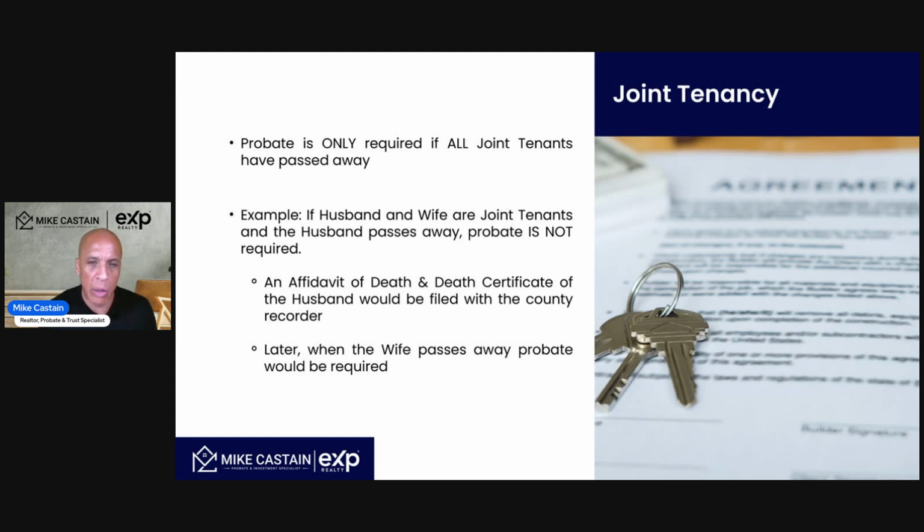So let's say there's a husband and wife who are joint tenants, and the husband passes away. Upon the husband's death, probate is not required. All that's required to avoid probate is an affidavit and death certificate of the husband to be filed with the county recorder. And then the wife would take full ownership of the property. And then later, when the wife passes away, then probate would be required. So that's joint tenancy. That's one way to hold title.